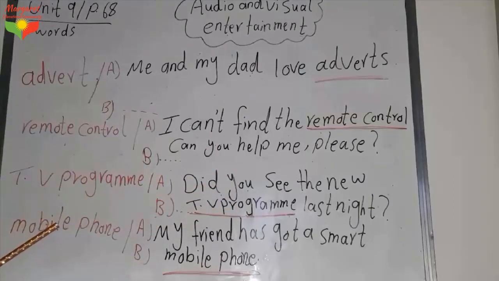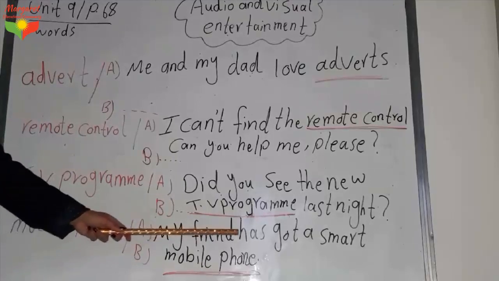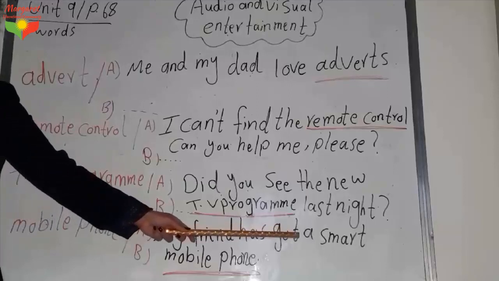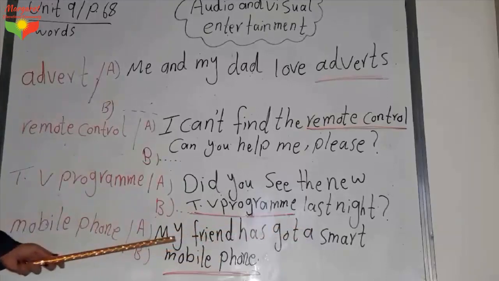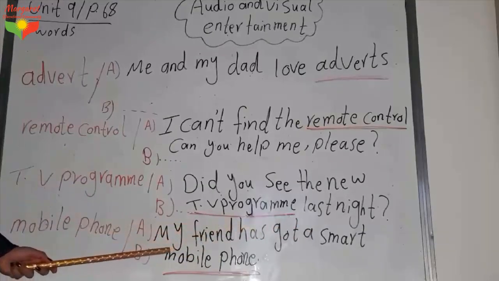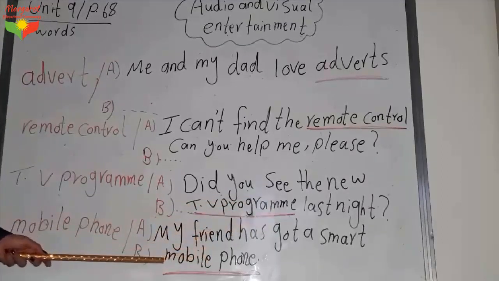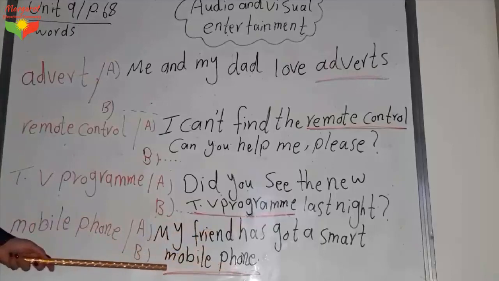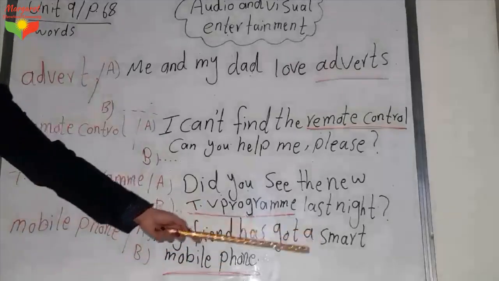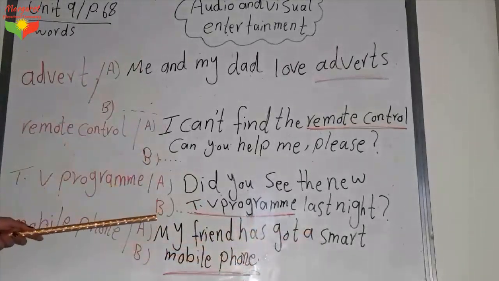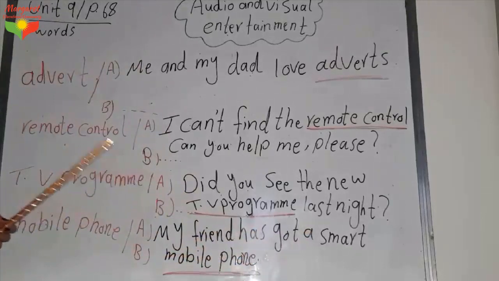The last word, we have mobile phone, okay? My friend has got a smart mobile phone. So I underline this word, mobile phone. You know what this means, smart, okay? And that's all. So now let's move to the workbook.